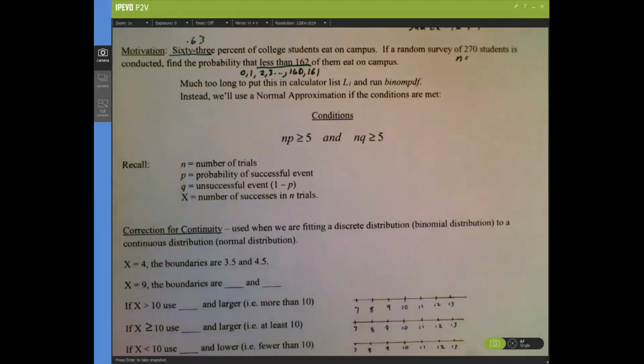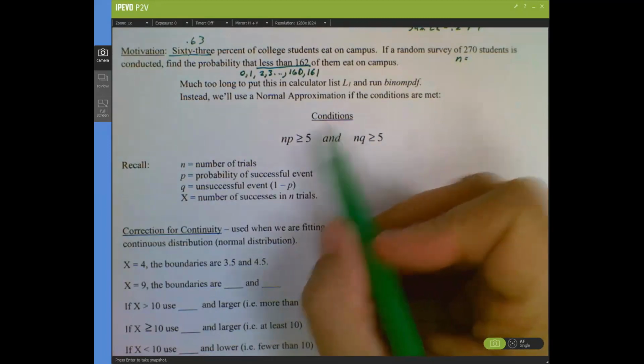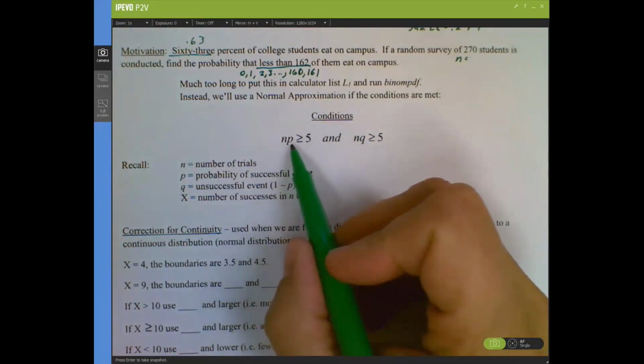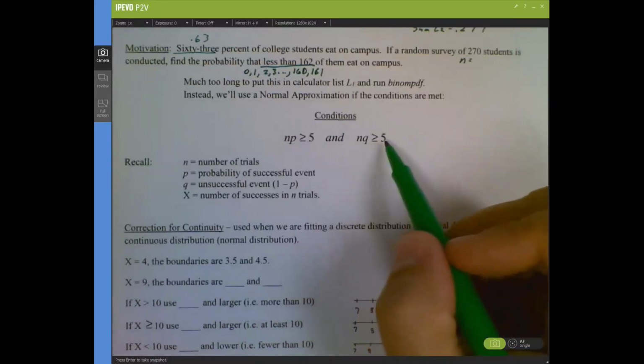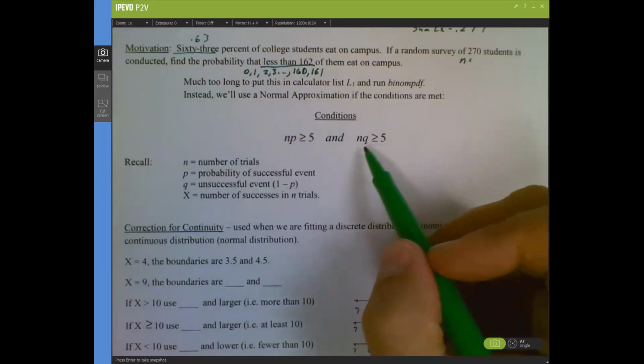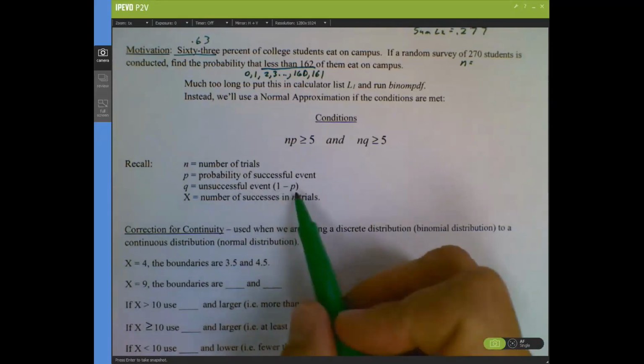In order to use this normal approximation of a binomial distribution, there are 2 conditions that must be met. n times p has to be greater than or equal to 5, and n times q also has to be greater than or equal to 5. And if you remember from the past, q is the probability of an unsuccessful event, or 1 minus p, the complement of p.